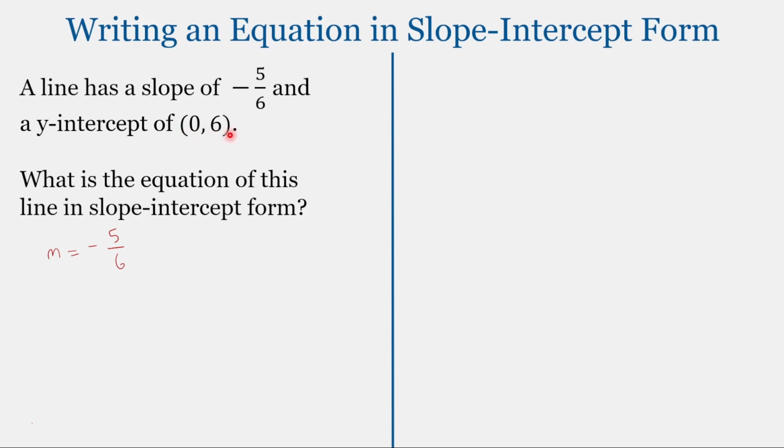But the y-intercept is presented as an ordered pair. With the y-intercept, you're going to have the x value as 0, and then this y-coordinate value will be b. So here, b is equal to 6. We now have the information we need to write an equation in slope-intercept form. So we have y equal to mx plus b. We know both m and b, so we can write the equation. We get y equal to negative 5/6 x plus 6.